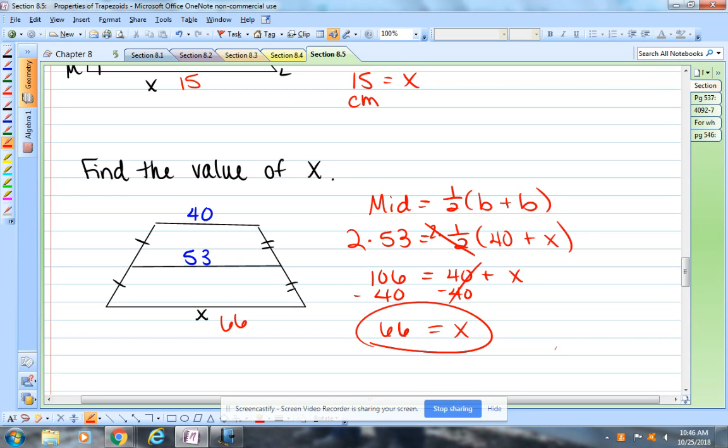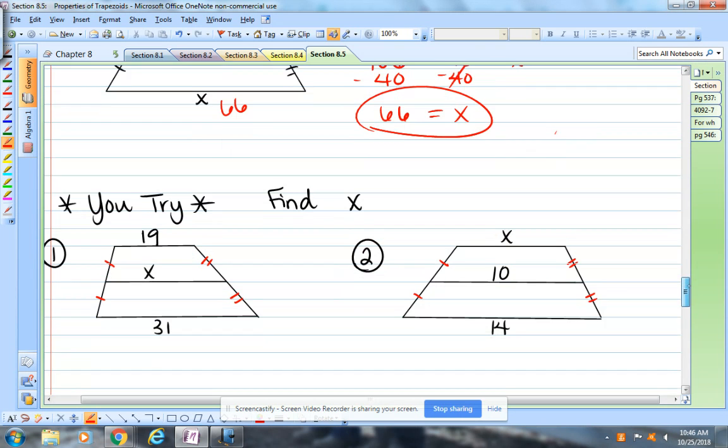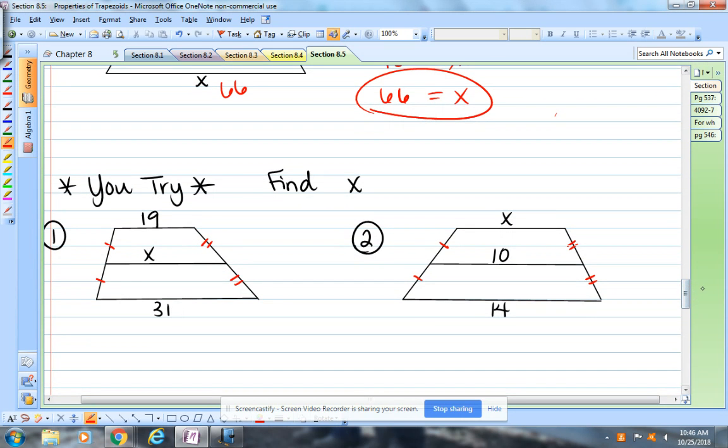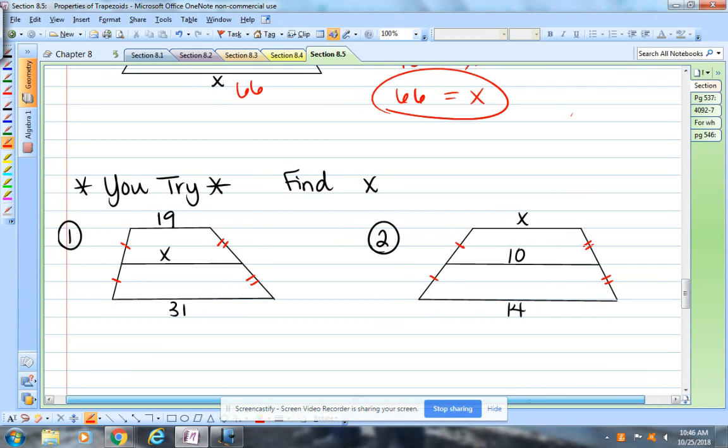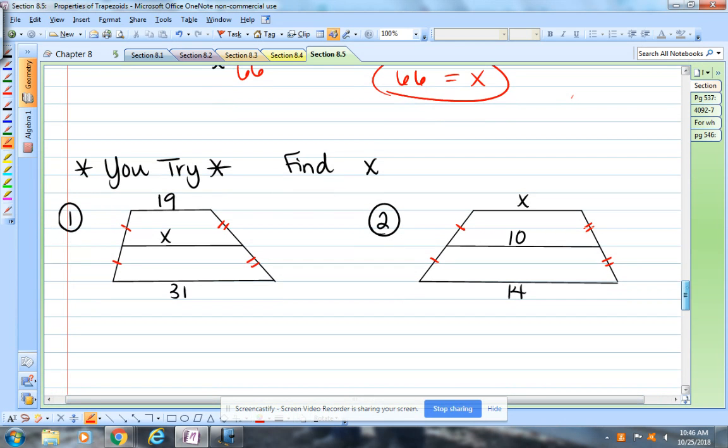I want you guys to try those two. On number 1, you're finding the mid-segment. On number 2, you're finding one of the bases. So y'all try those two. You know if you need help.